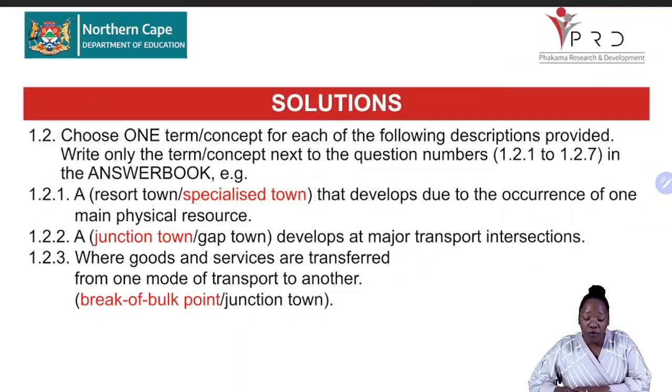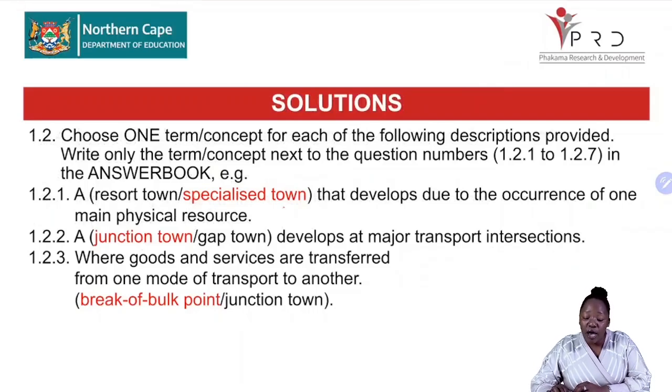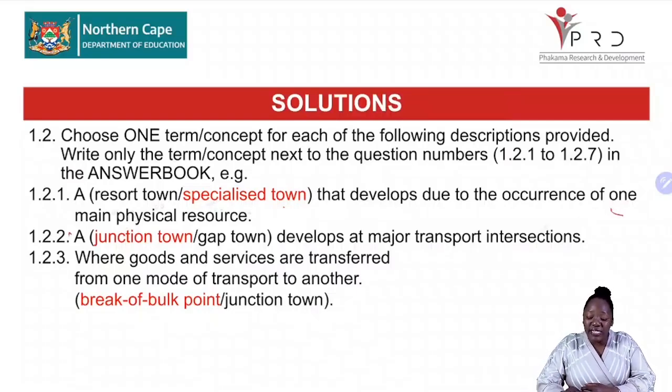So your 1.2.1, a resort town or a specialized town that develops due to the occurrence of one main physical resource. It is a specialized town because they are only focusing on one. You will remember that the resort town is where the town has a lot of tourist attraction. So because of that one physical resource, it makes this a specialized town.